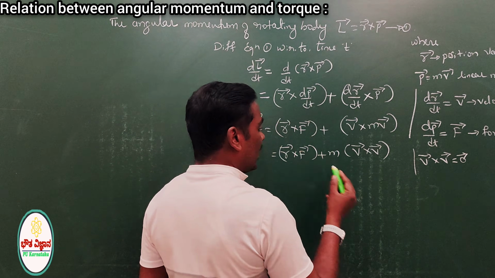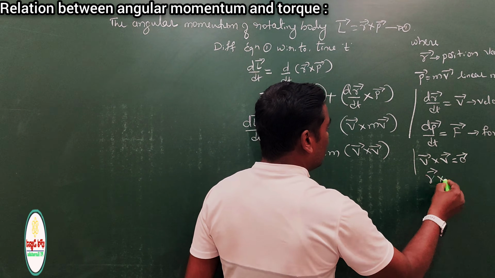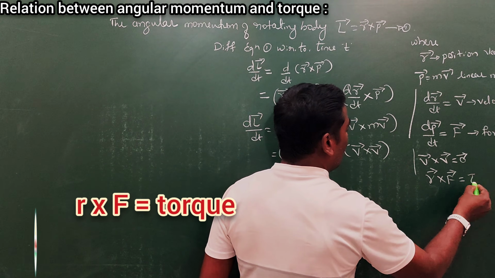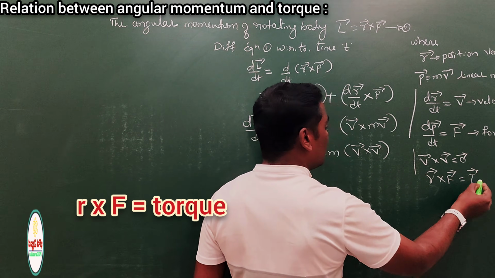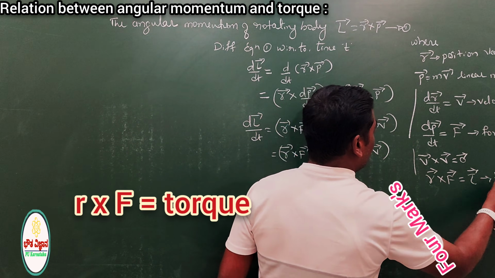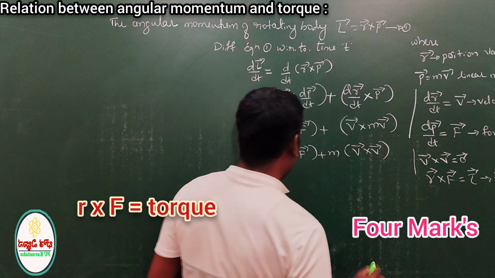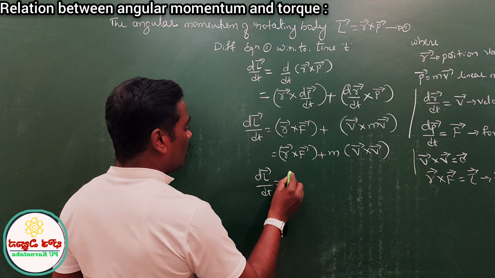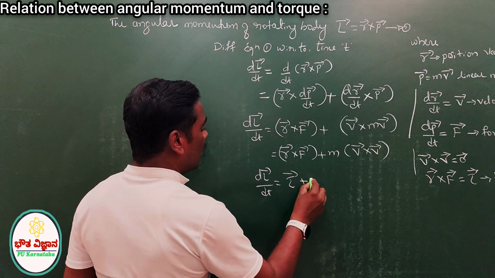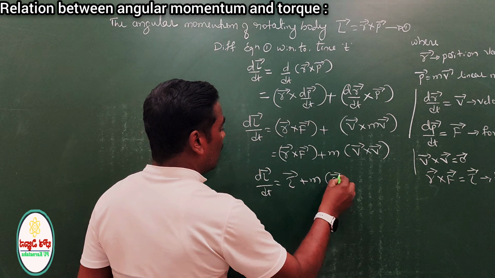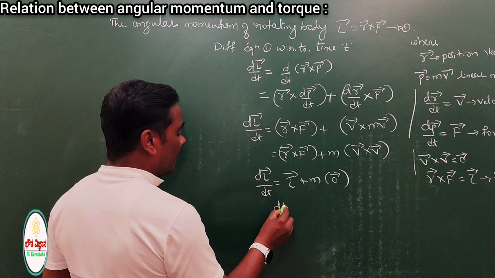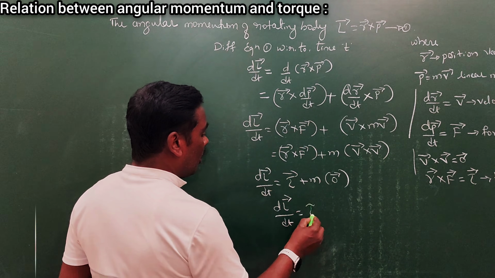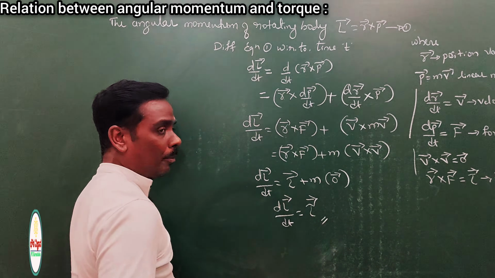Now r cross F, the cross product of the position vector and the force, is nothing but the torque acting on a body, represented as tau. This is the definition of torque. Therefore dL by dt is equal to the torque plus m into the null vector. Finally, the rate of change of angular momentum is equal to the torque acting on a body. This is the important derivation.